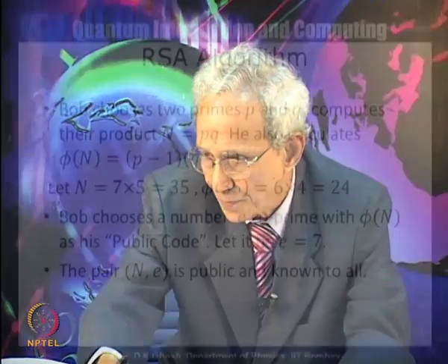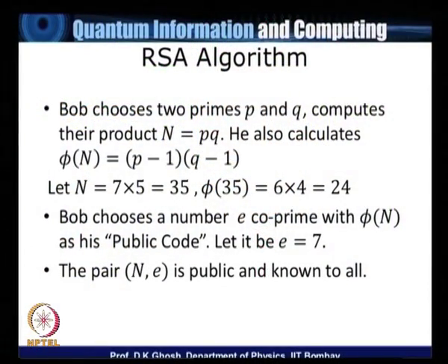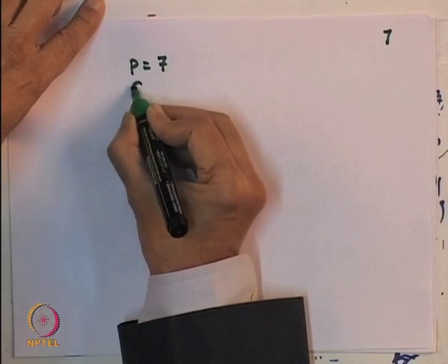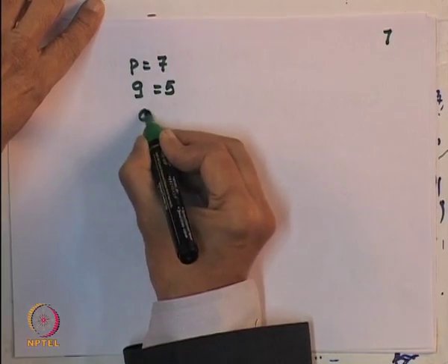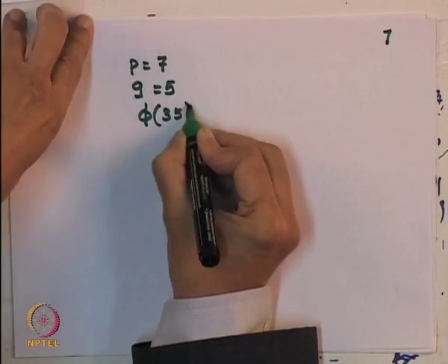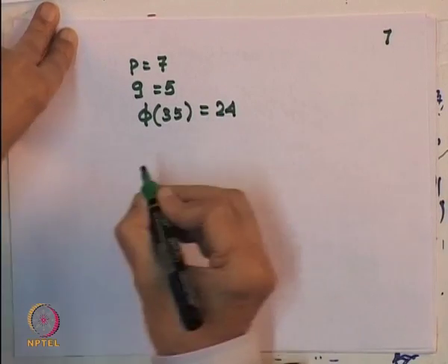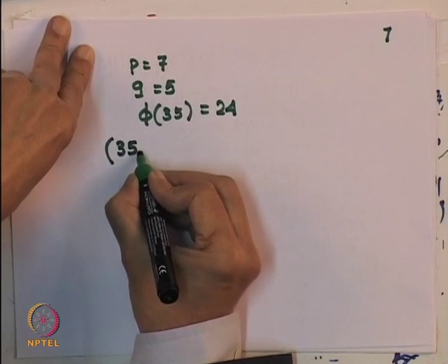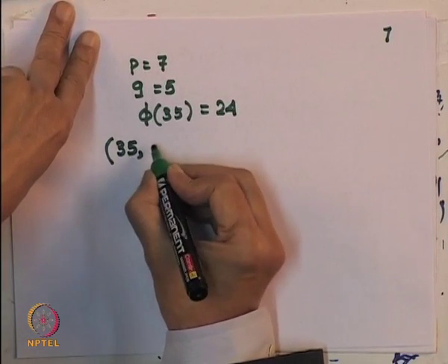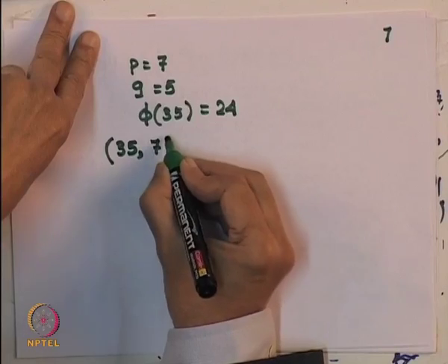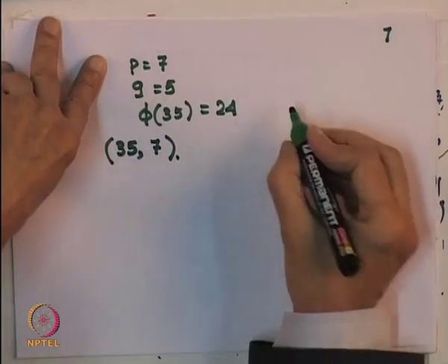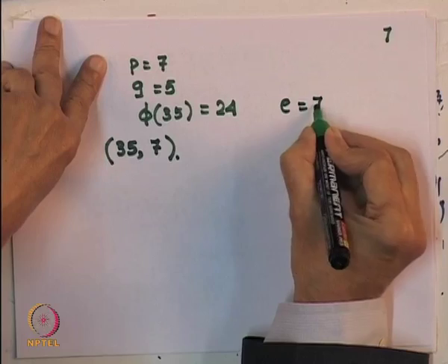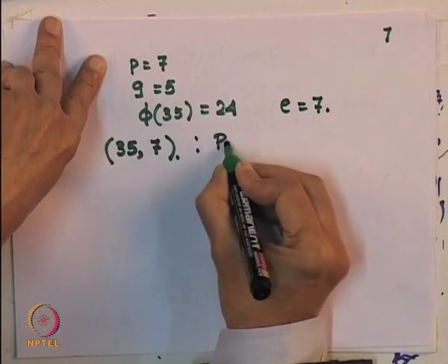So now, what Bob does is this. Let me give an illustration of what Bob has done so far. Bob has chosen P is equal to 7, Q is equal to 5, phi of 35 is equal to 24, and I am looking for a number which is co-prime with 24. Let me choose this number to be equal to 7. So E is equal to 7 I have taken. So this is my public code.